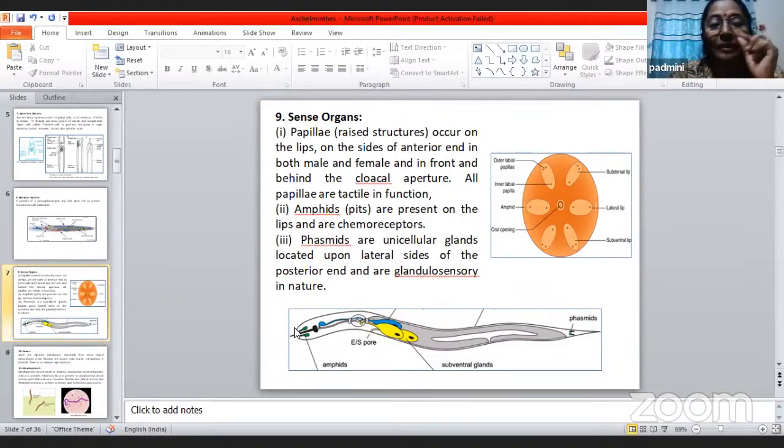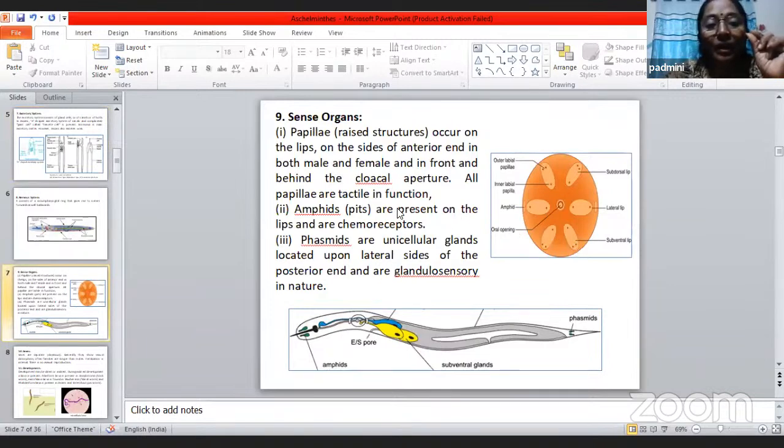So there are some bump-like structures, papillae, on the lips, on the sides of the anterior end in both male and female, and in front of the cloacal apertures. So you have those papillae at the cloacal aperture and also in the mouth region. If you can see this, you have the outer labial papillae, those small dots. This is a subdorsal lip, the lateral lip and the subventral lip, all having these dot-like or bump-like structures called the papillae. And these papillae are sensory in nature.